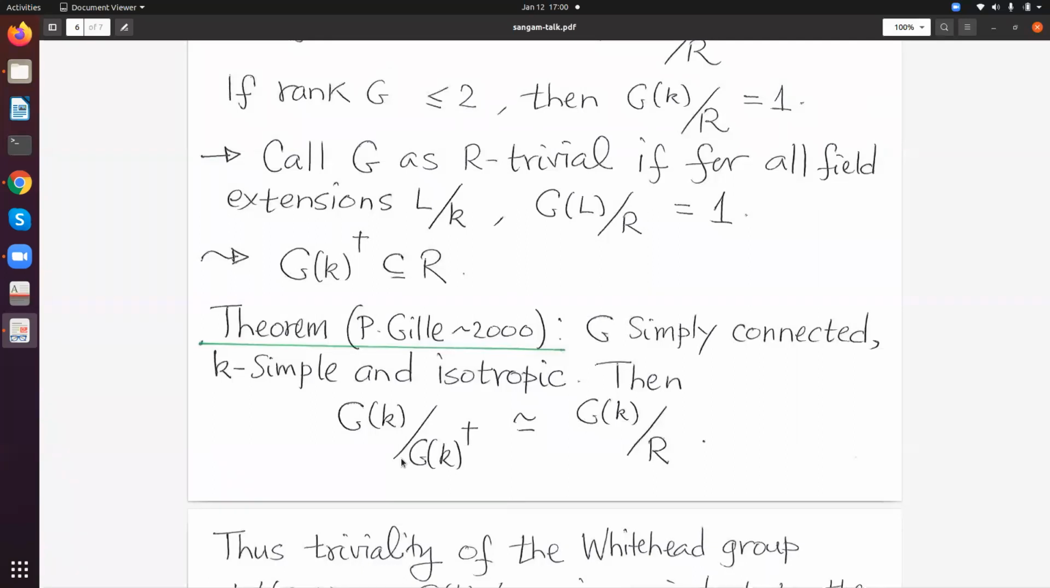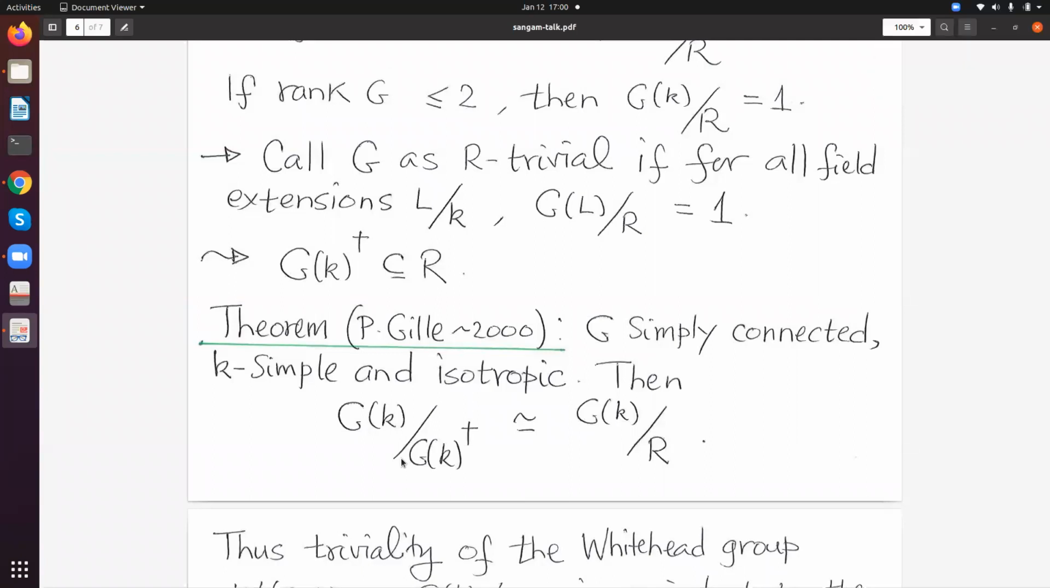I cannot just say that G is simply connected and K simple, then GK by GK plus is GK by R. In that case, GK plus will be trivial in the anisotropic case. So if G is anisotropic, then GK plus is trivial. But for this theorem we need isotropy, of course.